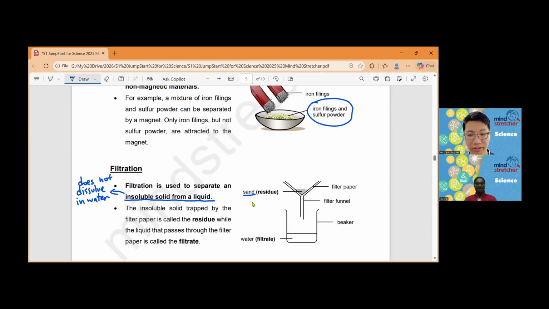Sand is at the beach. If the sand dissolves in water, there's no beach. So we have the sand and water. Now, how do I separate the sand and water? So I just let it pass through this.